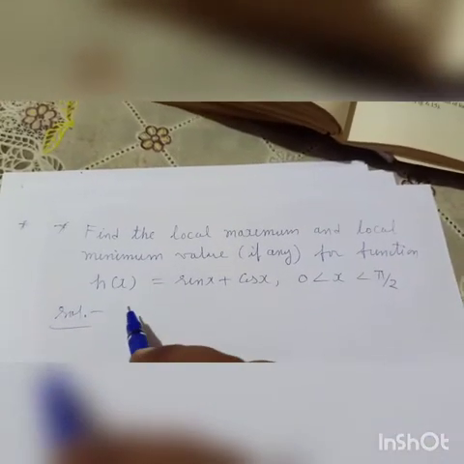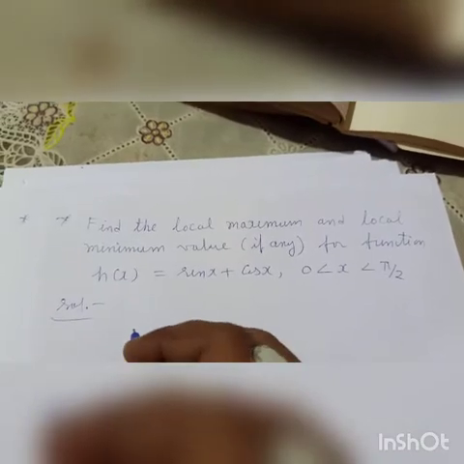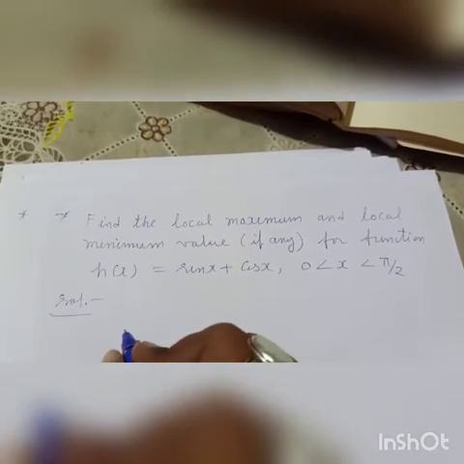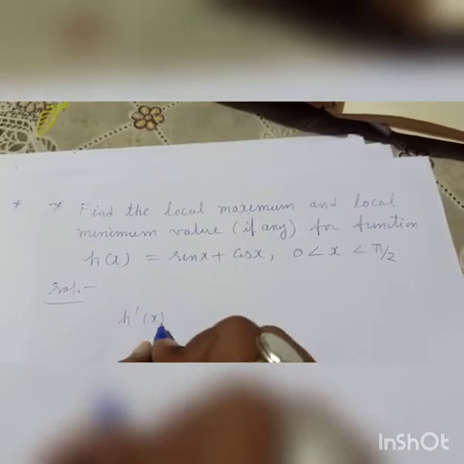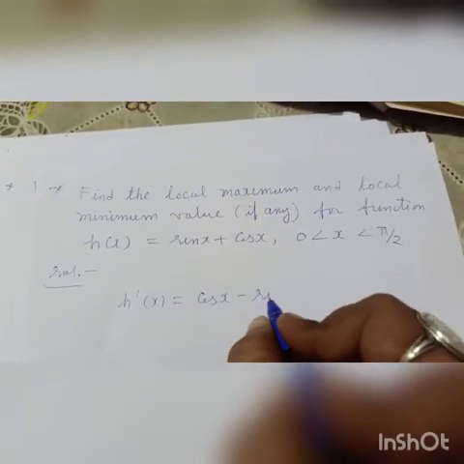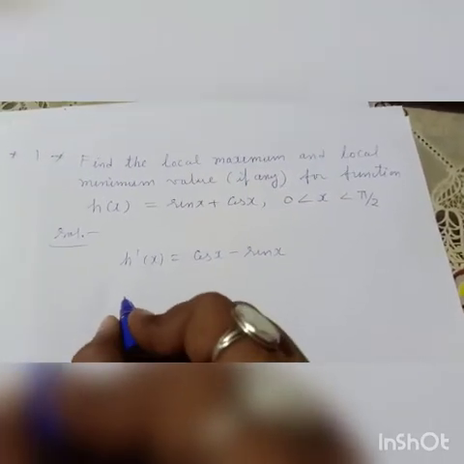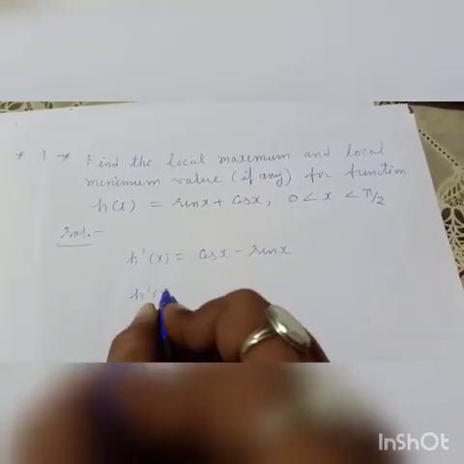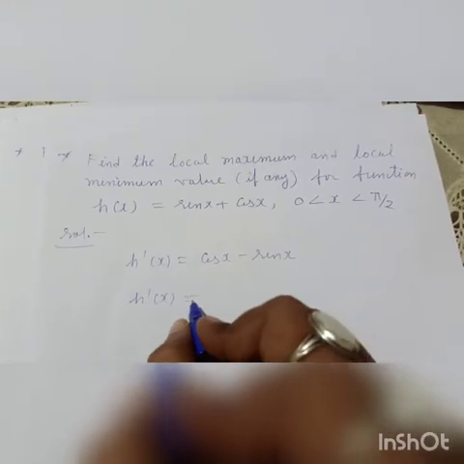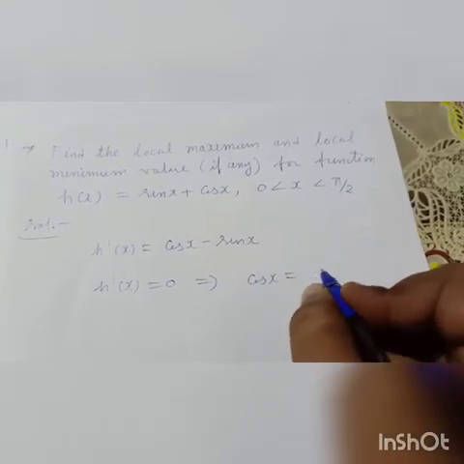So the given function is h(x) equal to sin x plus cos x. The first step is to find the value of the first derivative, that is h dash x. So h dash x equals cos x minus sin x. Now the second step is to put h dash x equal to 0. If we put h dash x equal to 0, this implies cos x equals sin x.